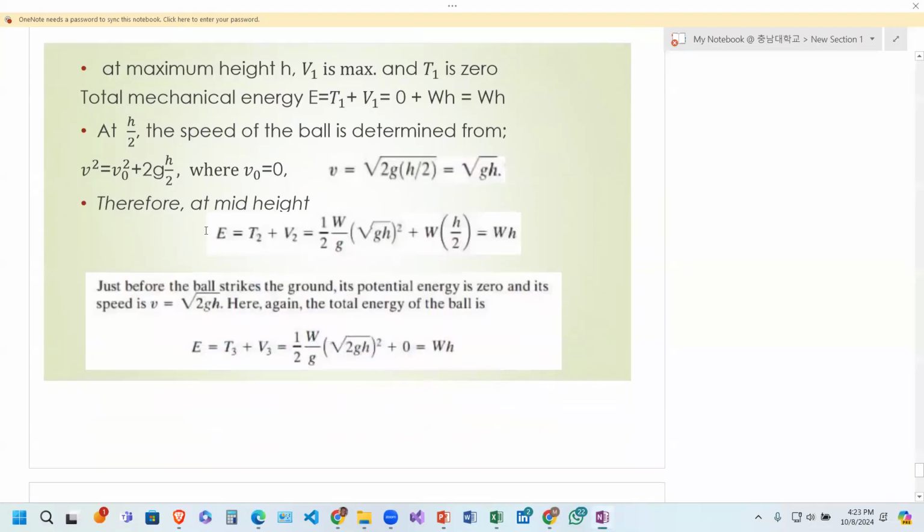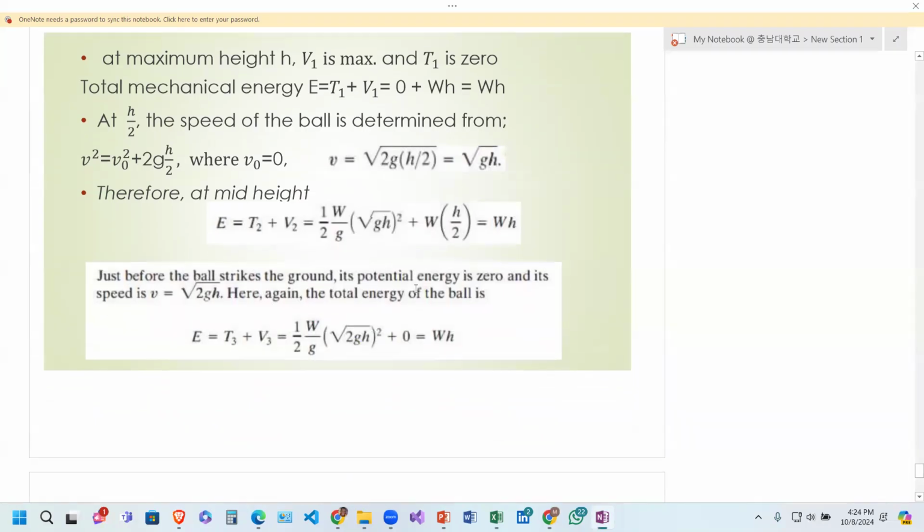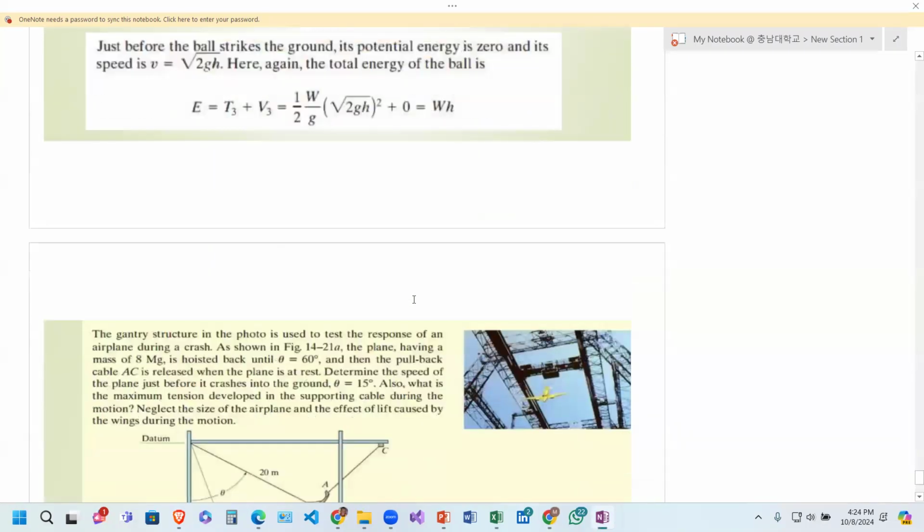Just before the ball strikes the ground, its potential energy is 0, and its velocity is given by the square root of 2gh. Hence, the total energy of the ball at that point is E equals T3 plus V3, which is a half m times 2gh, plus the potential energy, which is 0, and that is equal to Wh. So this is the same as what we began with. Energy is conserved.